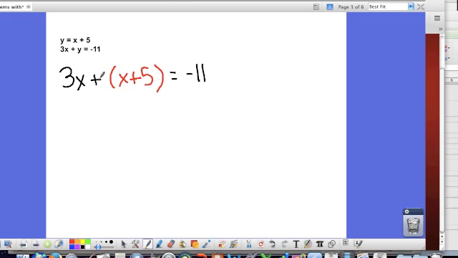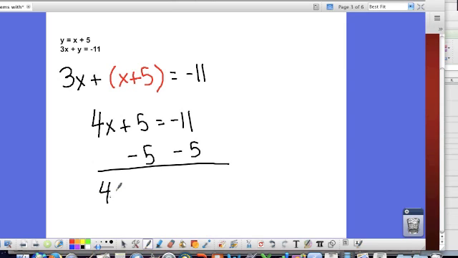So 3x plus x, if there were a number here, I would distribute that first, but there is not. So 3x plus x is 4x, plus 5 equals negative 11. I can't combine the 3x and 5, and we're not distributing them, I'm adding them. So I subtract 5 from both sides. 4x equals negative 11 minus 5, which is negative 16. X equals negative 4. But remember, that is not my solution.